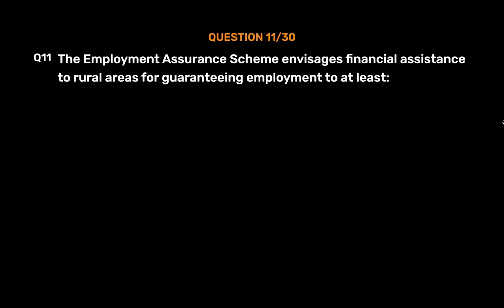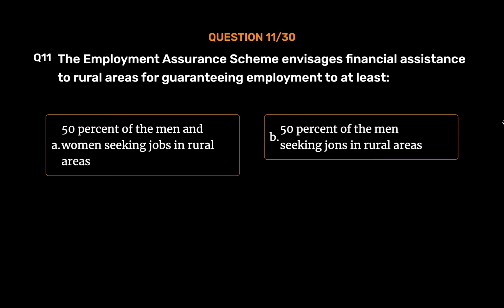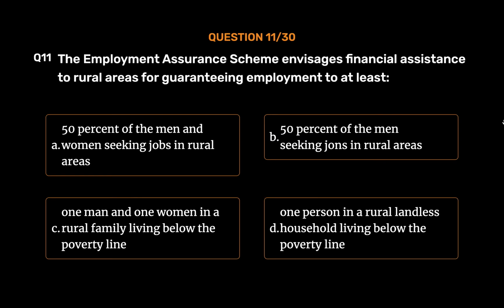Question number 11. The Employment Assurance Scheme envisages financial assistance to rural areas for guaranteeing employment to at least option A. 50% of the men and women seeking jobs in rural areas. Option B. 50% of the men seeking jobs in rural areas. Option C. 1 man and 1 woman in a rural family living below the poverty line. Option D. 1 person in a rural landless household living below the poverty line.